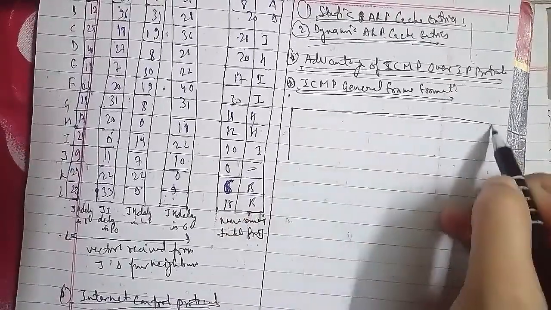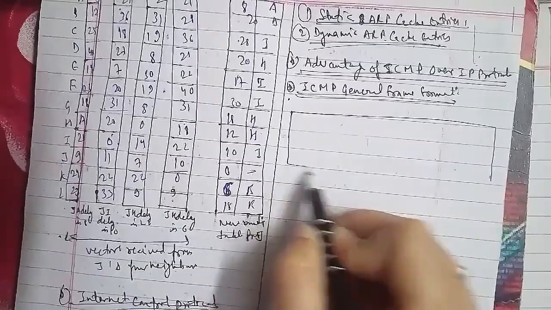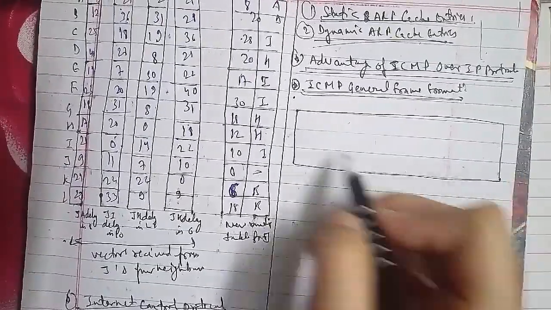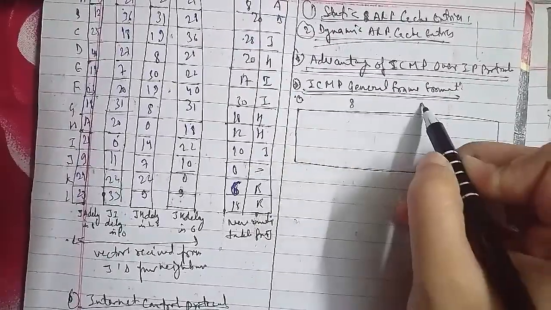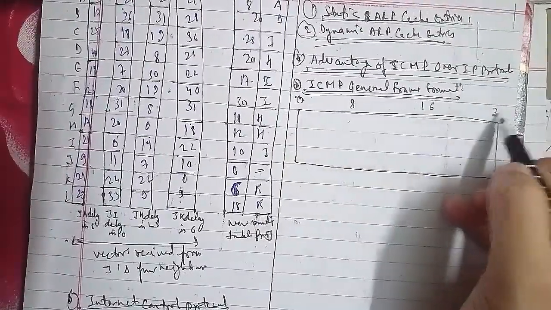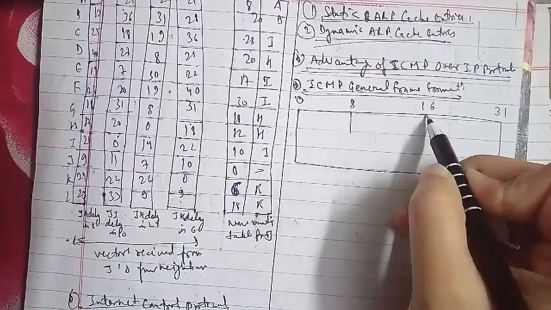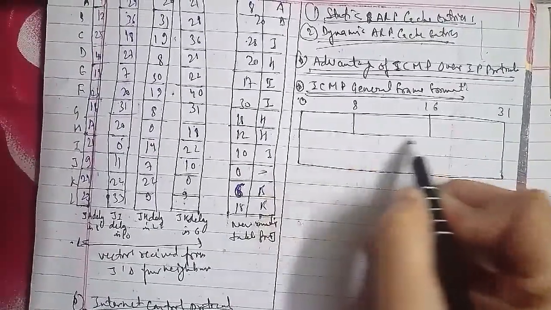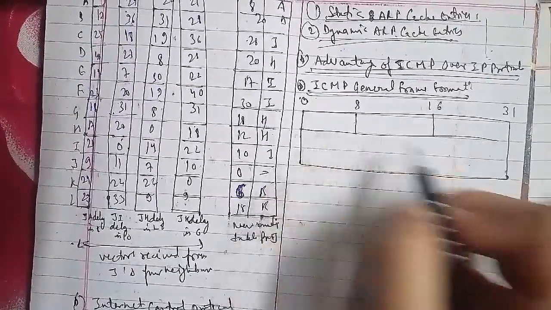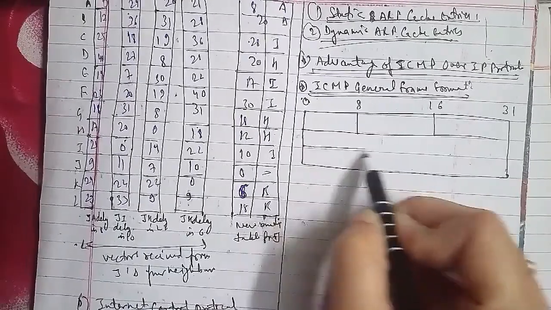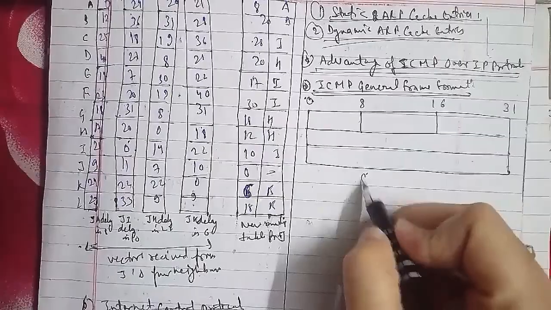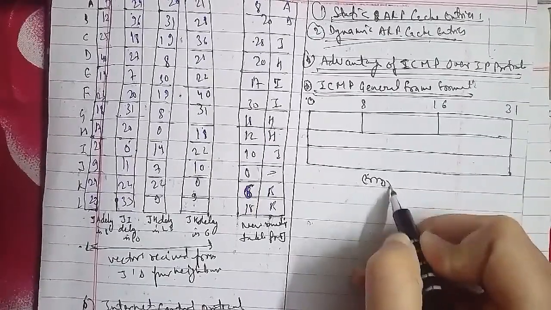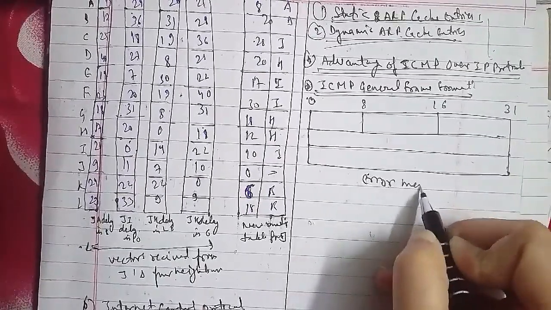In this, the first we have is type, 0 to 8. The second is code. The third is checksum. This is the rest of the header, and this is the IP header and 64 bits of the original datagram.